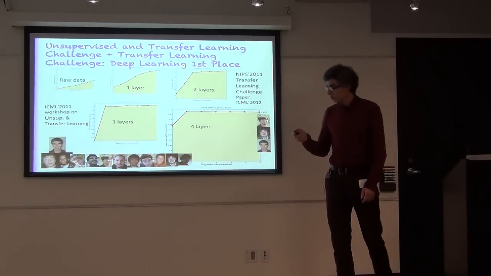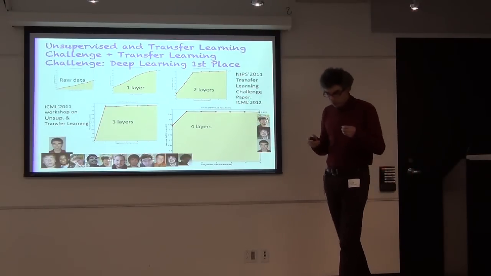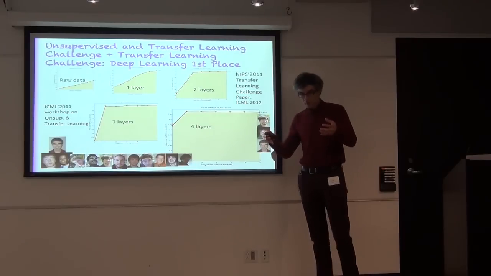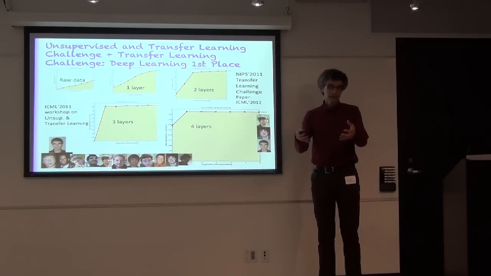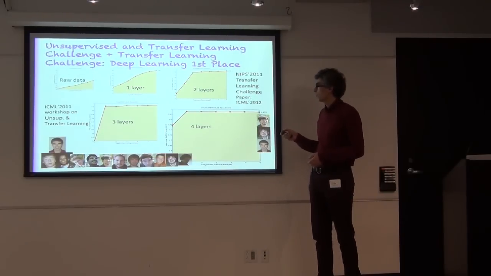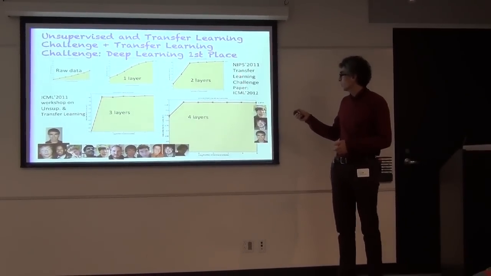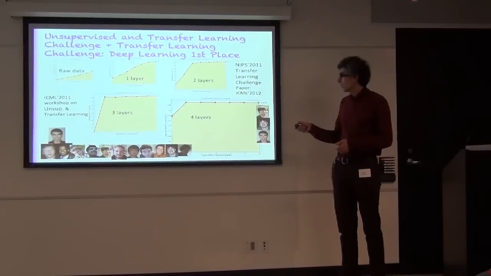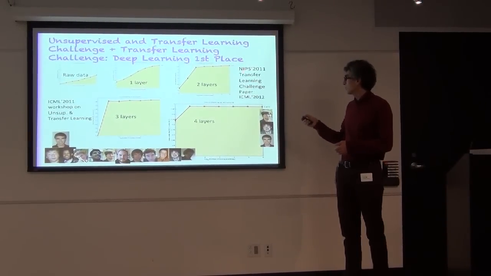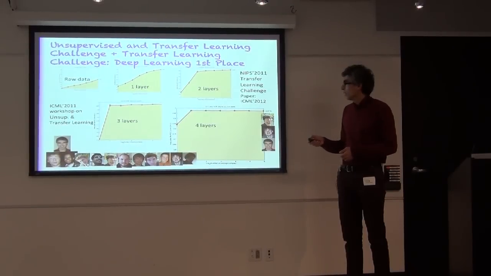I'm going to talk about some competitions we've won using deep learning. So last year, we won a so-called transfer learning competition where you're trying to take representations learned from some data and apply them on other data that relates to similar but different tasks. There was one competition where the results were announced at ICML 2011, and another one at NIPS 2011, so this is a bit less than a year ago.